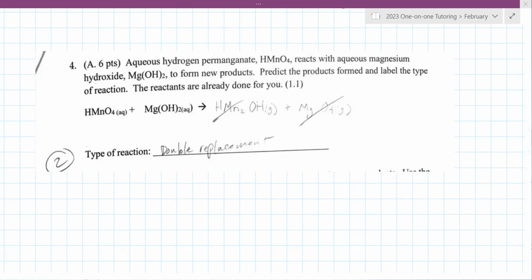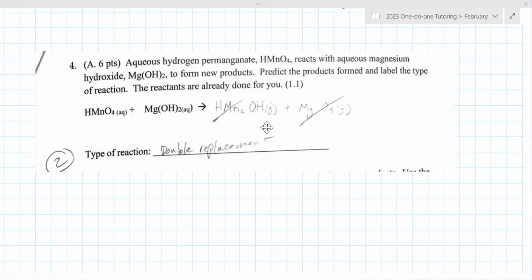Okay. So let me do some quick searching here. Predict the products formed and label the type of reaction. You're on the right track with the types. There's double replacement, single replacement, there's combustion, one other one. So let me see if I can be more helpful here with this.